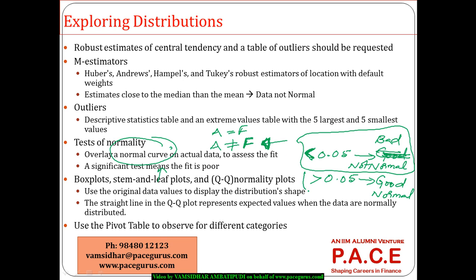But if it is greater than 0.05, I generally don't go with the alternate hypothesis. I may go ahead with the null hypothesis itself, wherein I will mention that my actual is more or less replicating the fitted data, which means actual and normal more or less are the same.